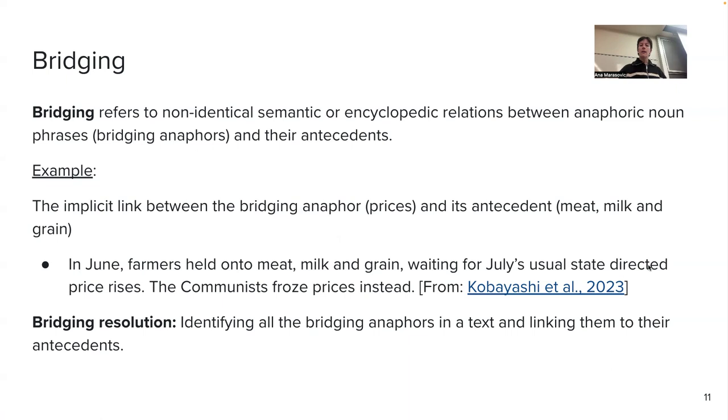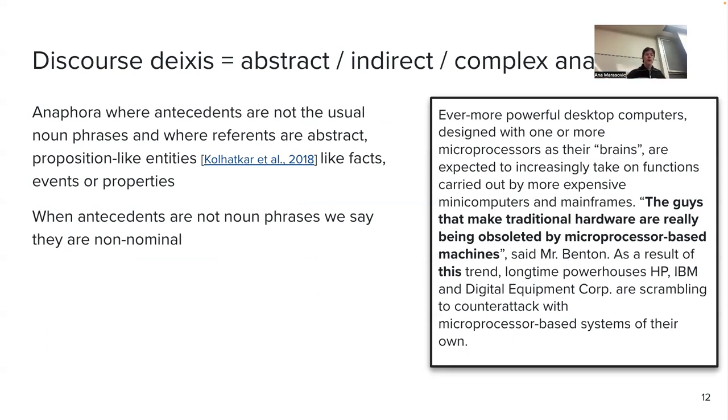When we say the usual state-directed price rises, we know that price rises here refers to rising prices of meat, milk, and grain. So there are these implicit links between these phrases and their potential antecedents. The idea is to connect prices to meat, milk, and grain, which really helps with a fine-grained understanding of what is related to what, and which is actually needed for a proper understanding of text.